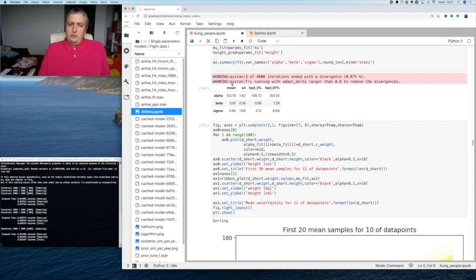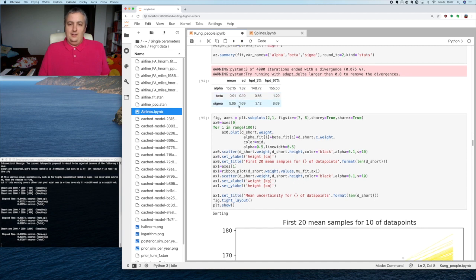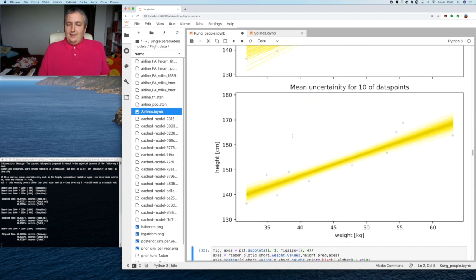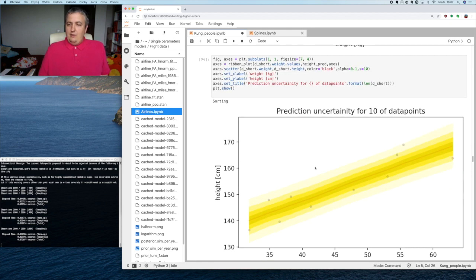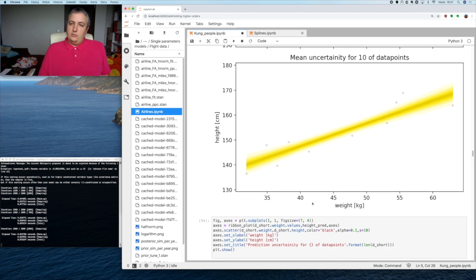You can see here also that the beta coefficient has a relatively large standard deviation, the same as alpha, with over 1 centimeter here, and a large sigma. And when we look at our predictions, they are very wide. Of course, they cover all of the data that we have observed, so that's usually good, but we have a bit of uncertainty about what's going on.